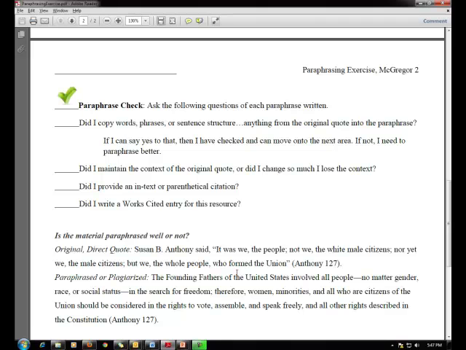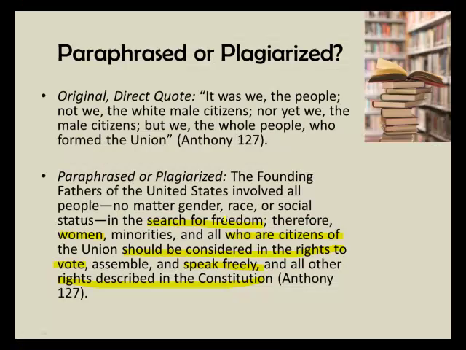We have 2 more checks to do from this paraphrase check. And so, yeah, I did overdo it with the context of the quote. So, yeah, I reworked that. I've worked it out. But the last 2 parts are, did I provide an in-text or parenthetical citation? And did I write a works cited entry for this resource? Let's check that out. All right, so here on this slide, let me get rid of my other eraser marks.